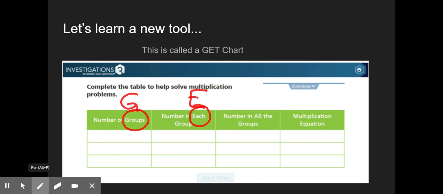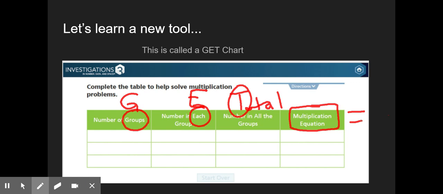And in the third column, we have the number in all of the groups. We would call this the total. And that's where the T comes from in the word total. Okay. And in the last column, we would write in a multiplication equation. Now, an equation just means a math sentence that has an equal sign in it. And because it's a multiplication, it's going to be one number times another number equals the answer, the product.